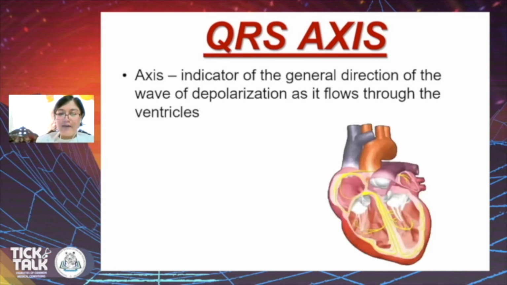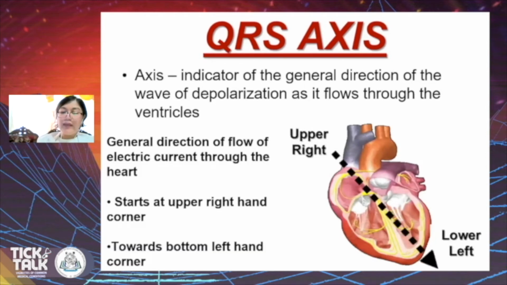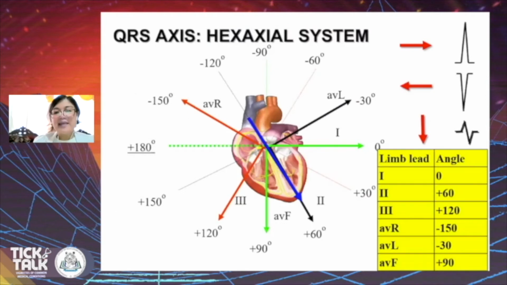We know for a fact that it starts from the right hand corner and goes to the bottom left hand corner. So that's the normal general axis of the heart. So this hexaxial system, as mentioned, allows us to plot the different limb leads at different angles from where they get to see the electrical impulse conduction flow. And as I mentioned a while ago, lumping together these limb leads allows us to take a picture of the heart from different angles or different portions.